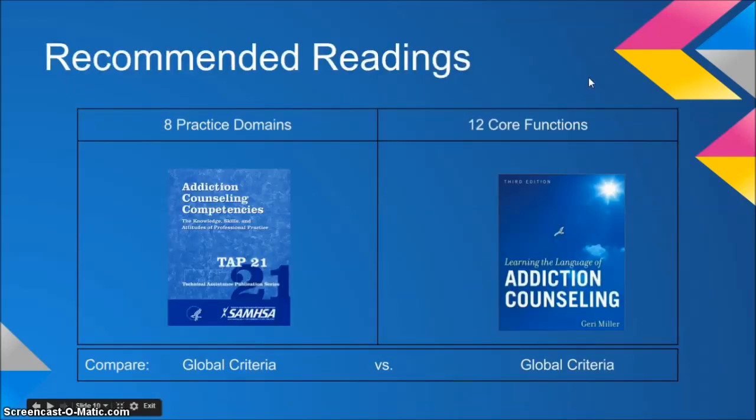The best way to study for the 8 practice domains and the 12 core functions is by comparing the global criteria. When you go to the SAMHSA website, you can have access to the TAP 21, and this is completely free. So you can compare the KSA, or the knowledge, skills, and attitudes for professional practice, and then you can find the 12 core functions in the book Learning the Language of Addiction Counseling, which I have mentioned before in previous videos, that this is one of my favorite books.